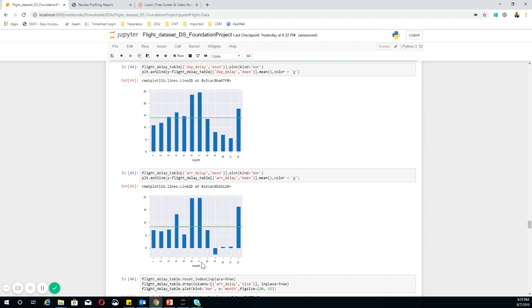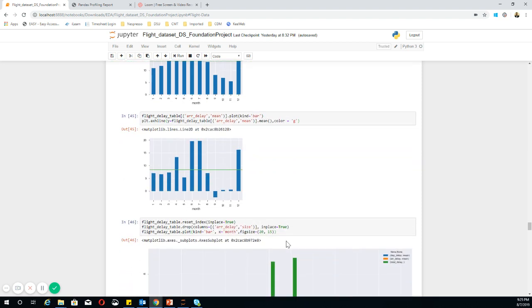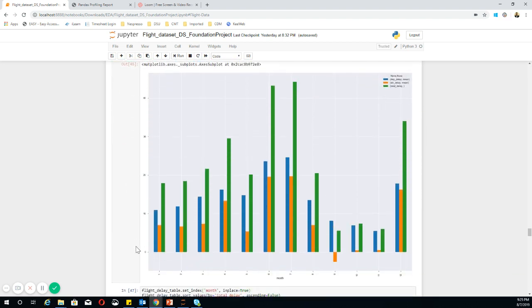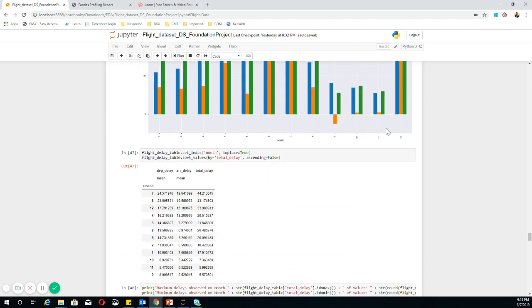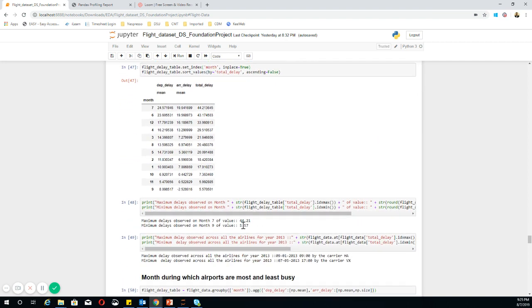Among these two, July has the maximum delay observed. When it comes to September, we observe the minimum delay, as seen from the graph. We plotted one more bar diagram showing all three delays, total, arrival and departure, correspondingly. So the observations were quite clear: the month of 7, that is July, has the maximum delays observed, whereas minimum delays were observed in the month of September.